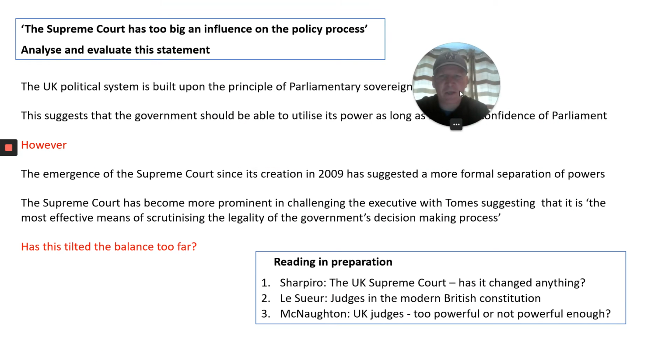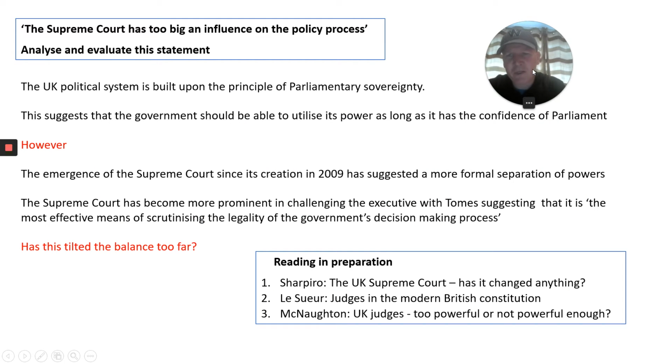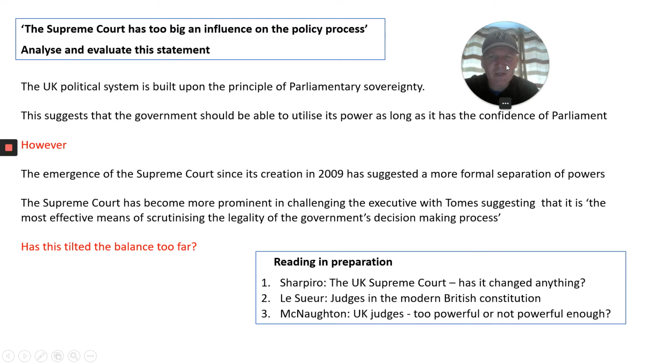So to put that in context, as we know, the UK political system is built on the principle of parliamentary sovereignty. It suggests that the government should be able to use the power if they have a parliamentary majority and hold the confidence of Parliament to do what they wish. Theresa May's government was a classic example of this. Lacking a majority, finding it difficult to maintain the confidence of Parliament, and as a result of this, their power was restricted, and the Supreme Court certainly was able to limit the power of the executive.